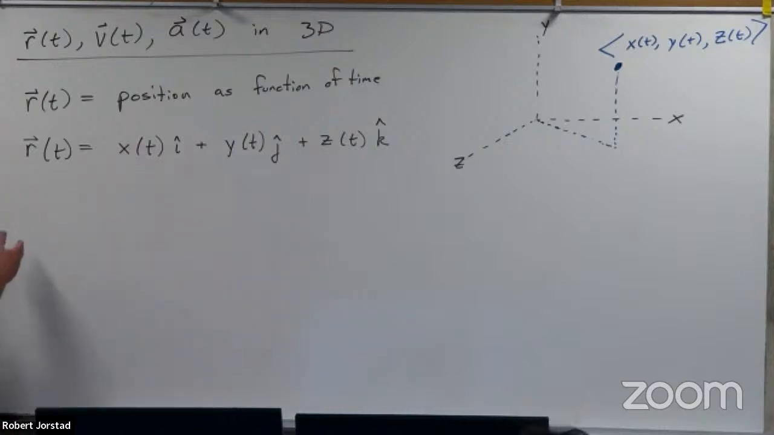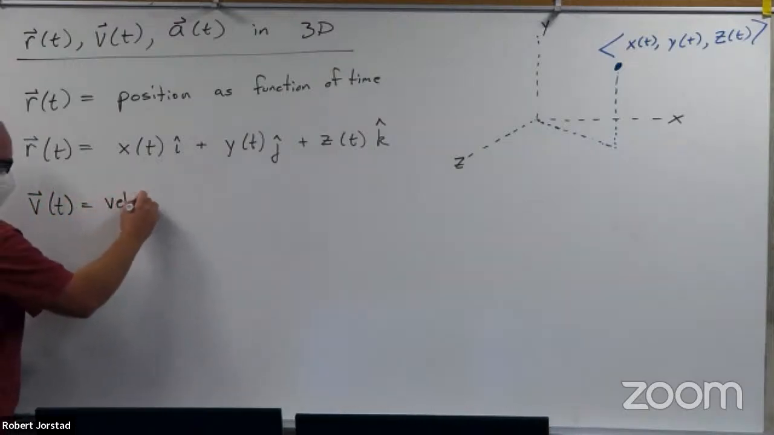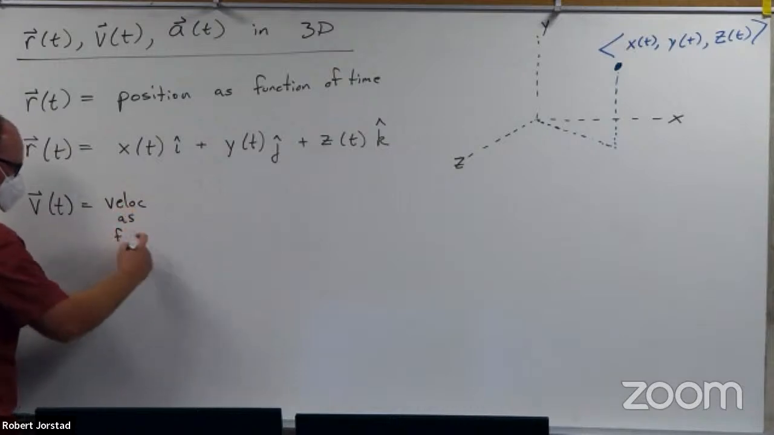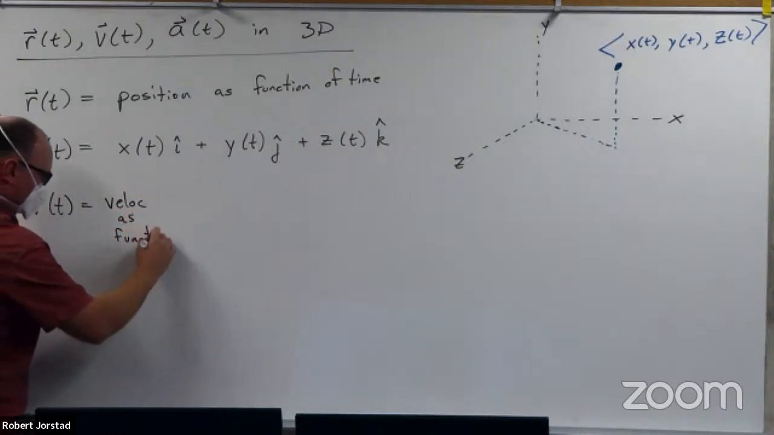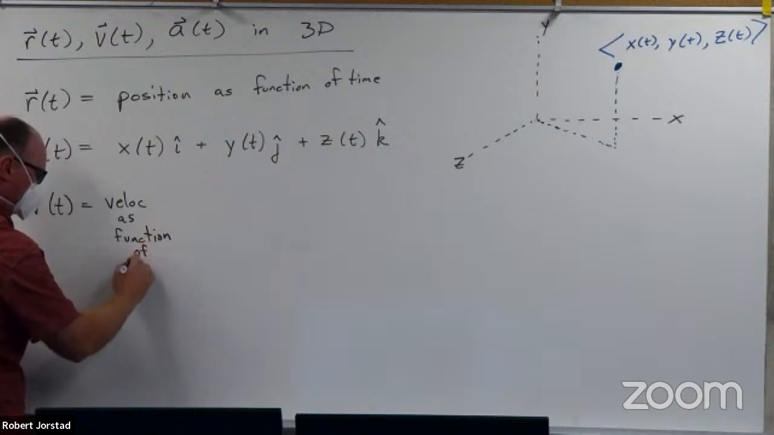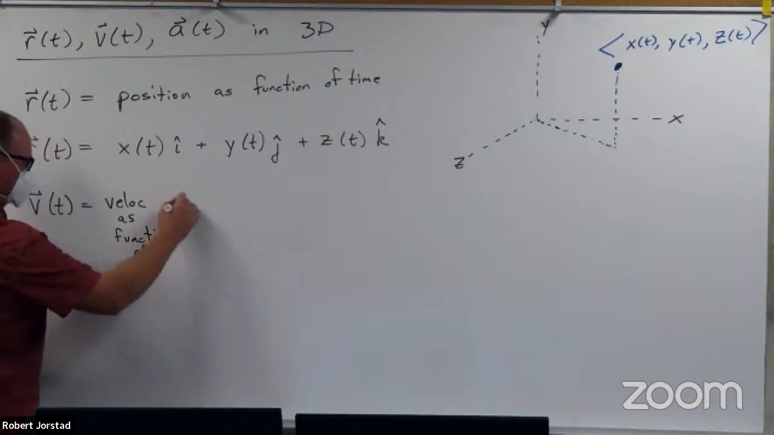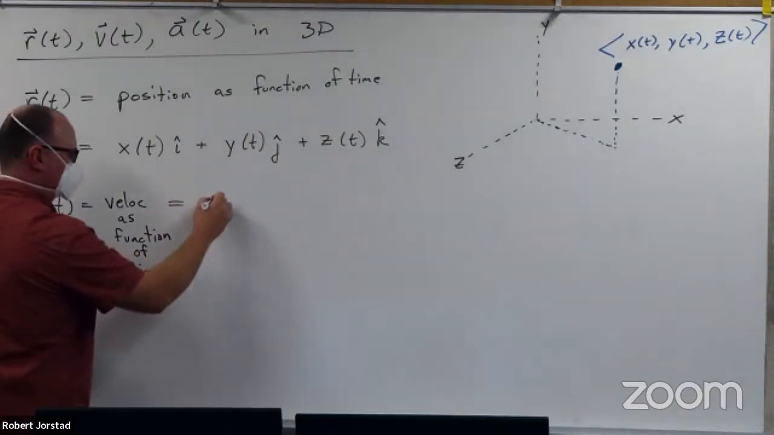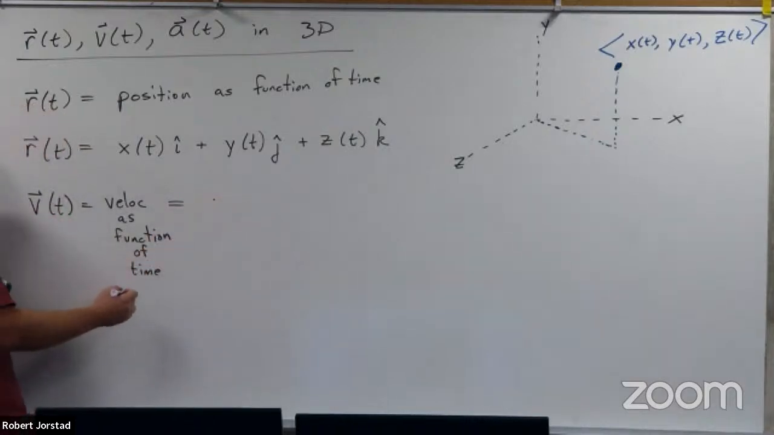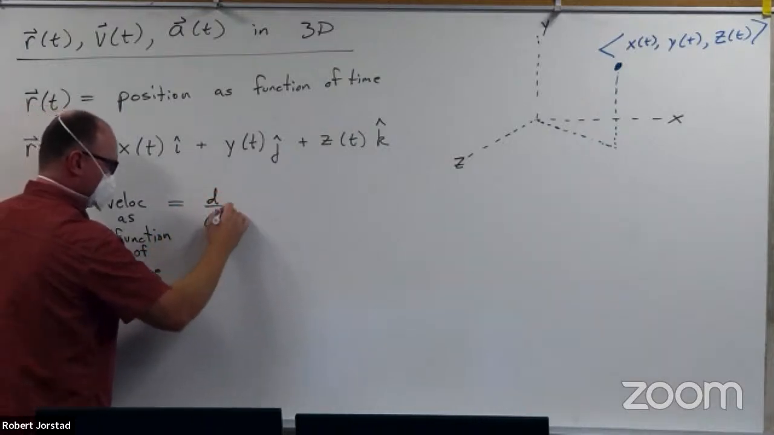Now, if I want to get from R of t to V of t, what do you think V of t means? Take a guess. It's the velocity, yep, as a function of time. So how do I get there, Alonzo? The derivative of R of t with respect to time. Yes, excellent. Nice job.